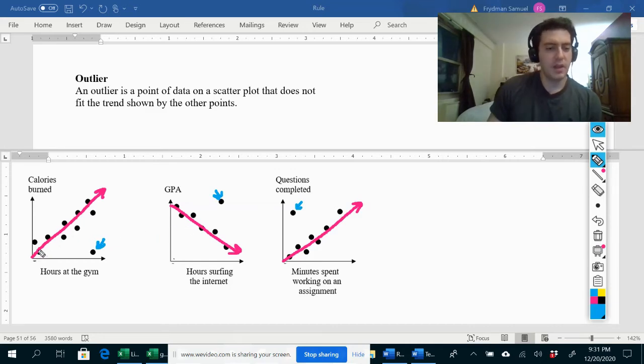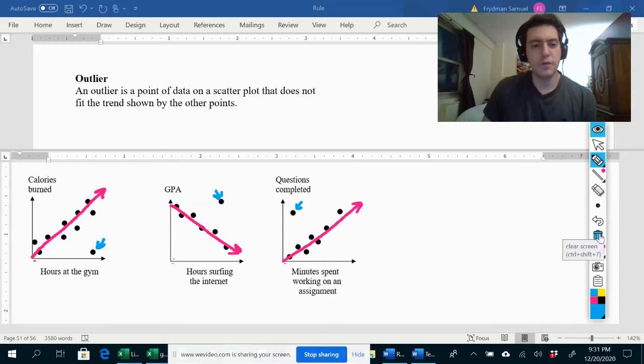So for example, over here, if I spend more hours at the gym, then it looks like I burn more calories. Except over here, this person spent a lot of time at the gym, but did not burn so many calories. So that would be an outlier. That person doesn't seem to fit the same pattern that is shown by all of the other points of data. I actually talked a lot about that in a previous video using the exact same examples, so I'm not going to dwell too much on that. Let's just move on here.